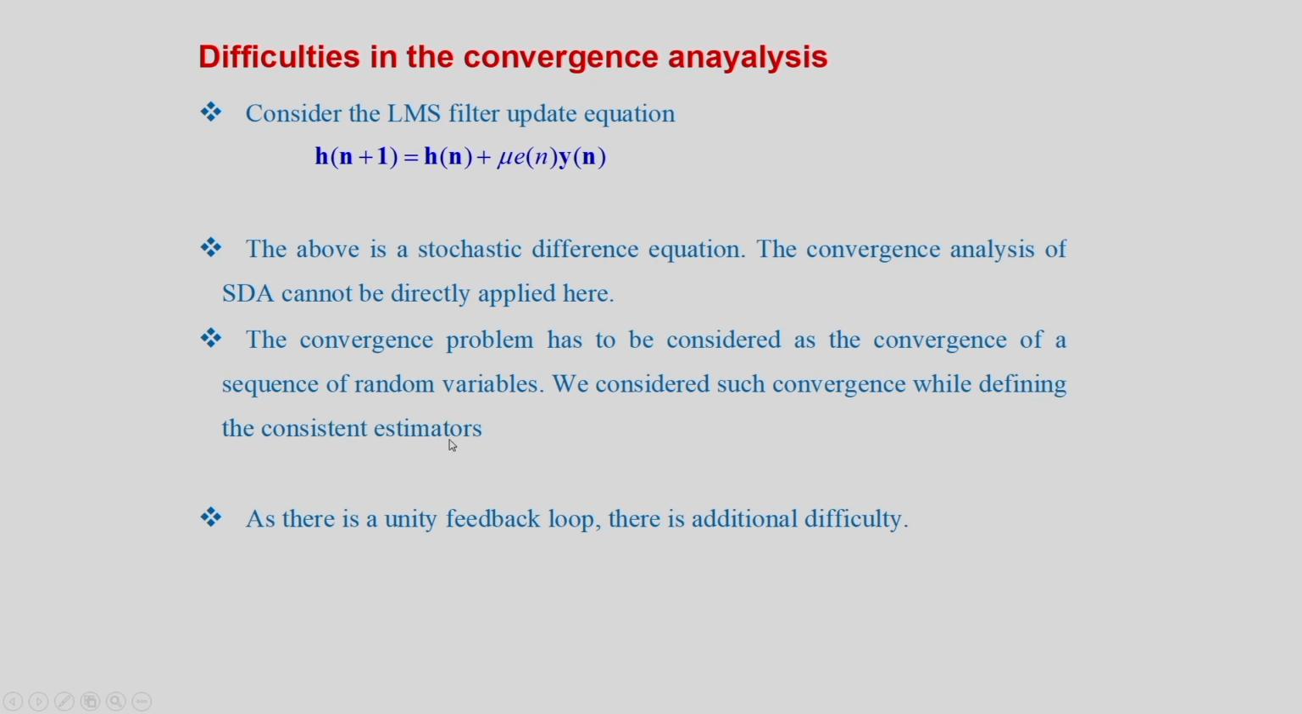There are different modes of convergence for the sequence of random variables. Particularly, we considered convergence in probability and mean square convergence. Here also we will try to apply mean square convergence. As there is a unity feedback loop here, this coefficient here is 1, there is additional difficulty in the convergence analysis.